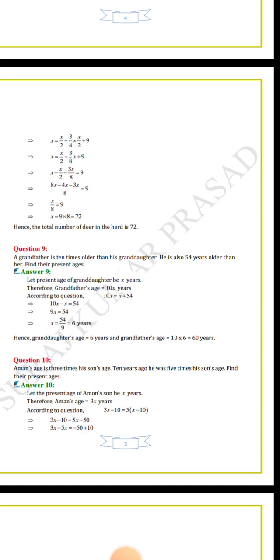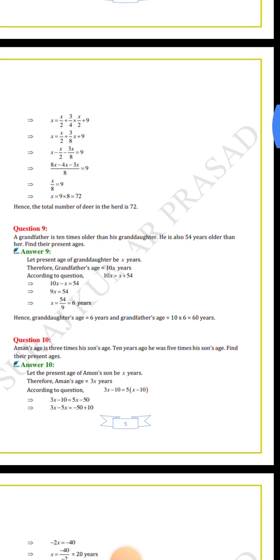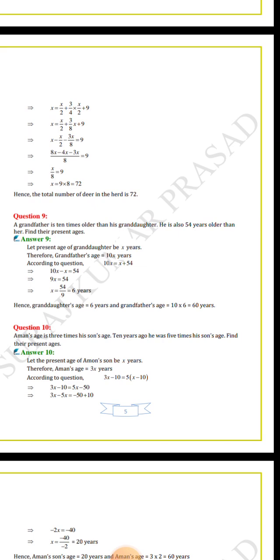A grandfather is 10 times older than his granddaughter. He is also 54 years older than her. Find her present age. Let the present age of granddaughter be x years. Therefore, grandfather's age equals 10x years. According to the question, 10x equals x plus 54. Then 10x minus x equals 54. Then 9x equals 54. Then x equals 54 by 9. Then x value is 6 years.